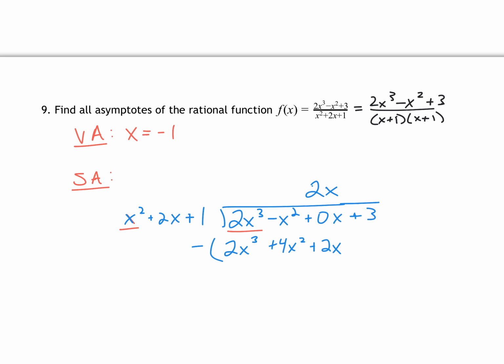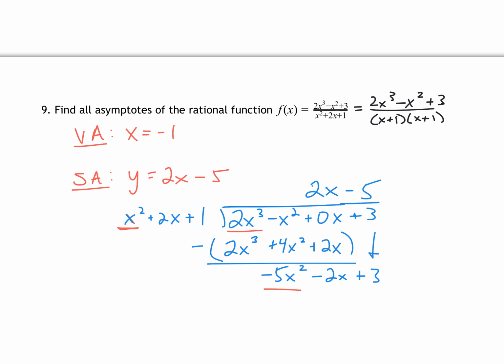Subtract. Those cancel. Next one is -5x squared. Next one is minus 2x. And I'll bring down the plus 3. Do this process one more time. -5x squared divided by x squared is -5. And remember, we can stop here because we have a linear equation. Y equals 2x minus 5.